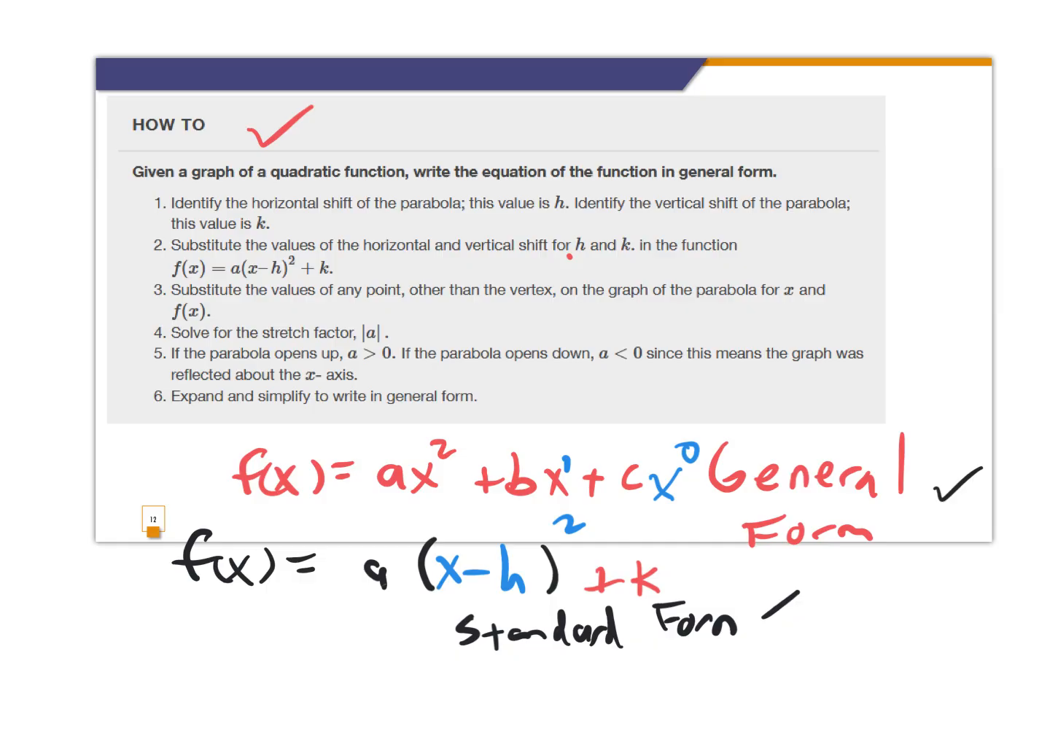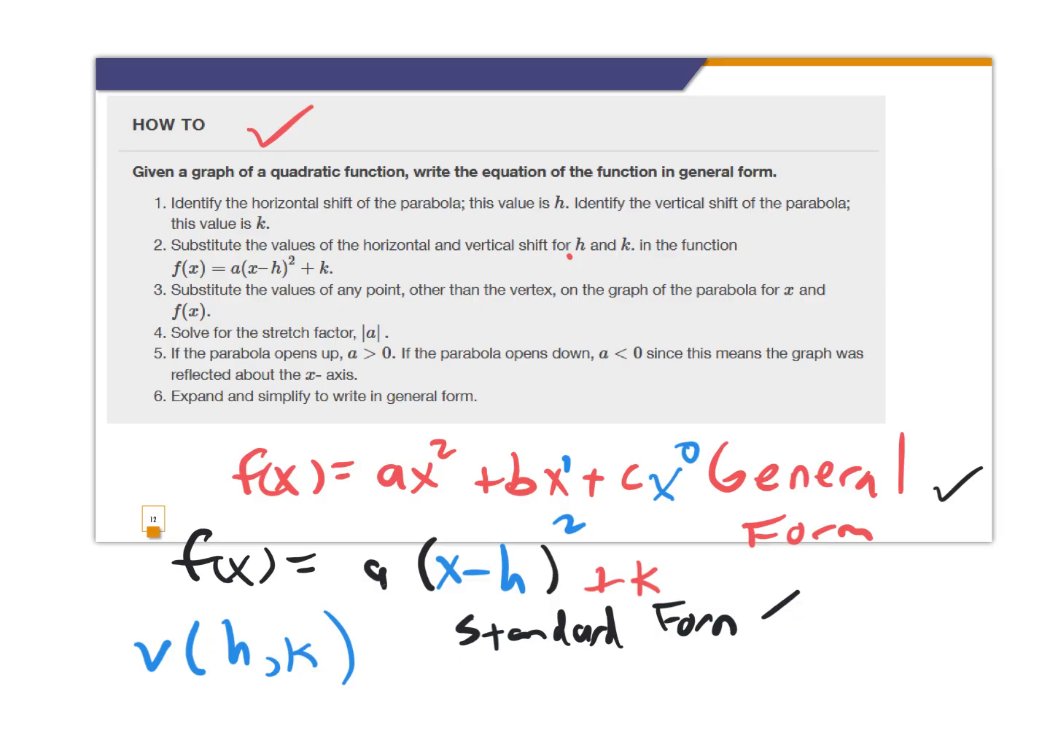Now, what's the advantage of standard form? We know right away where the vertex is. We know that your vertex will always be, in this problem, whatever h is, h comma k.